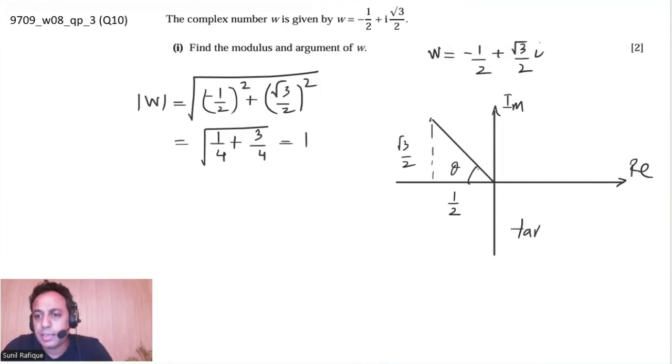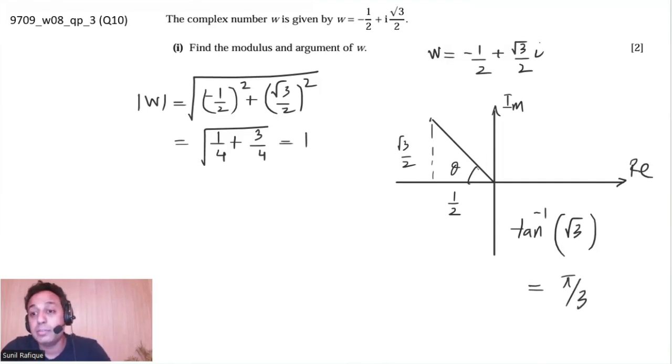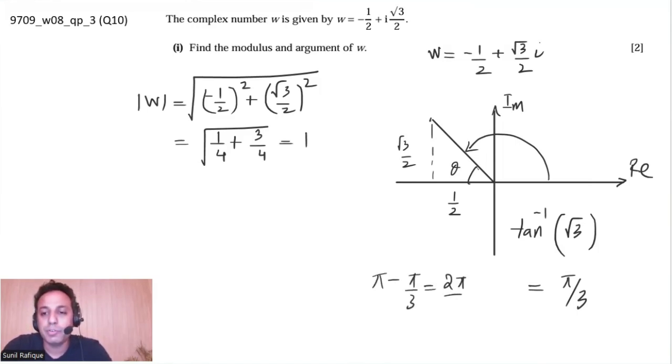This is going to be tan inverse of, what's root 3 over 2 divided by half? That's just root 3. So from my special triangle, I know this angle is pi over 3. But remember, guys, I need to check with the positive real axis. So pi minus pi over 3 is going to be 2 pi over 3. And that's the final answer of the argument. And this is the modulus. Let's look at the next part.